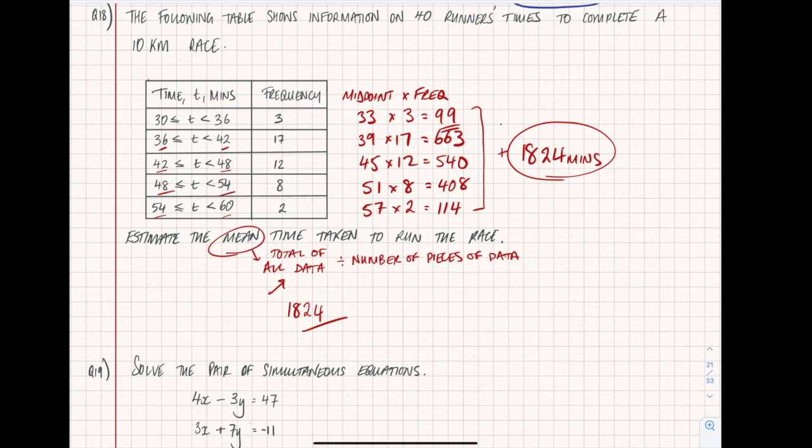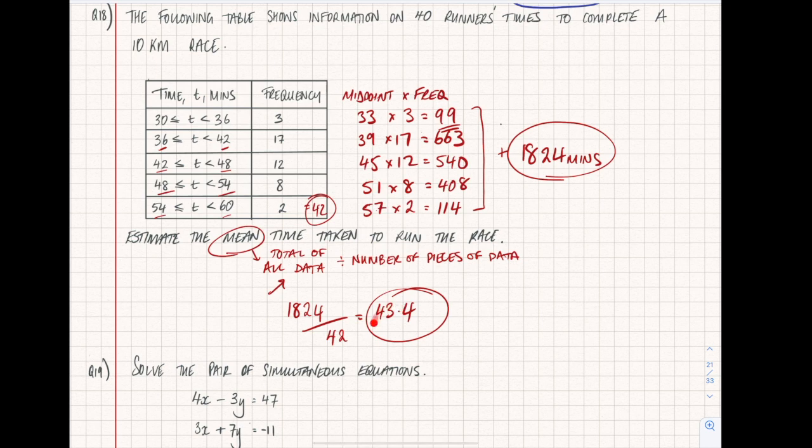So what you then need to do is add all your frequencies together. So that gives you 20 plus 12, so 20 plus 12 is 32, plus 8 is 40, and then that's 42. If you want to double check yourself, actually type in 3 plus 17 plus 12 plus 8 plus 2, and that is a total of 42 people. So then I'm doing 1,824 divided by 42, and when I do that, I end up with an answer of 43.4. So this is what I'm saying is my approximate mean. So it's an estimate for the mean, the time it would take them to run that 10K.